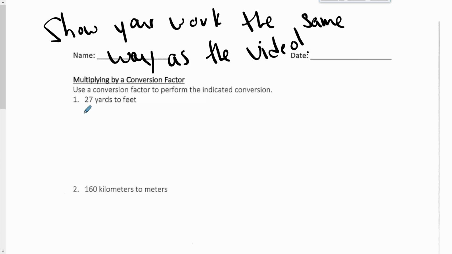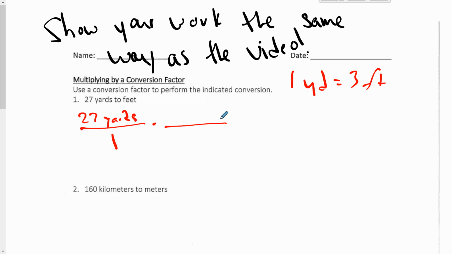So the way we're going to do this, we're going to start by writing 27 yards over 1. So that's our first step. Then we're going to multiply by our conversion factor. My conversion factor is that 1 yard equals 3 feet. So since yards are in the numerator of the first fraction, I need yards in the denominator of the next one. So 1 yard is the same thing as 3 feet.